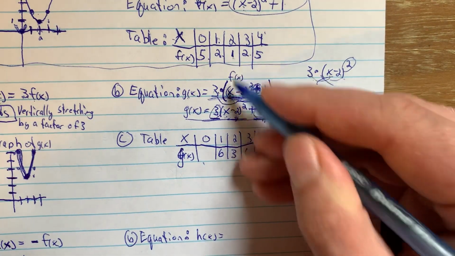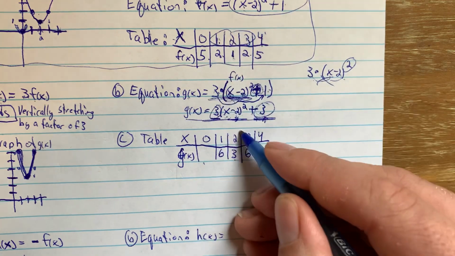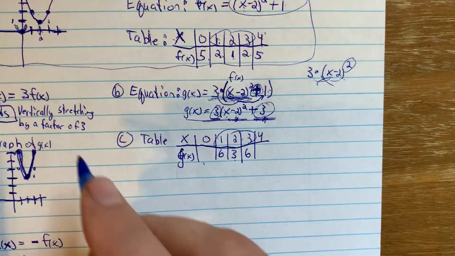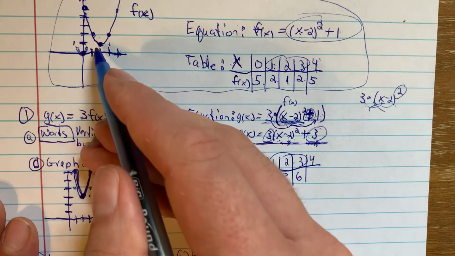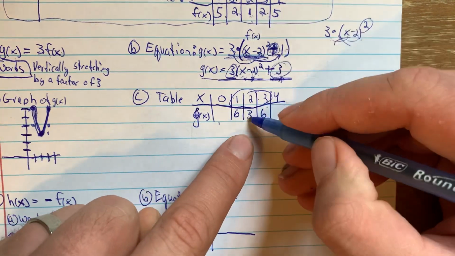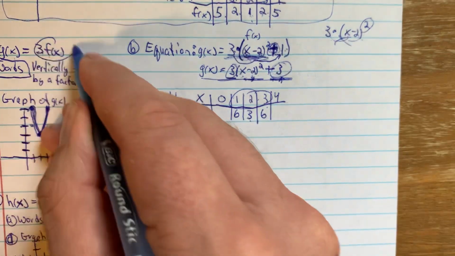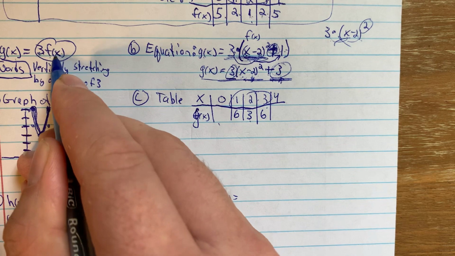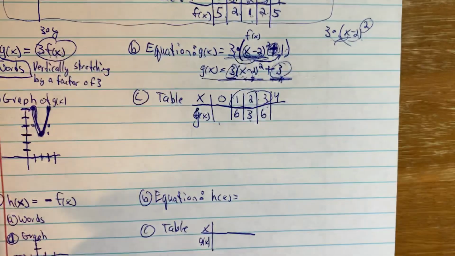What's happening here to these y values? Notice that these x values are the same, so the x values didn't change. Vertically stretching something didn't change where the x values were. It did change the y values. How? Well, it changed it just like you might think it would. It multiplied all of the y values by 3. That's what 3 times f of x does. It's 3 times all of the y values.